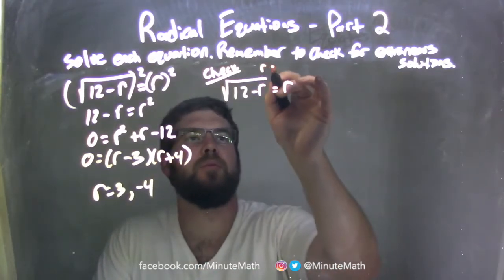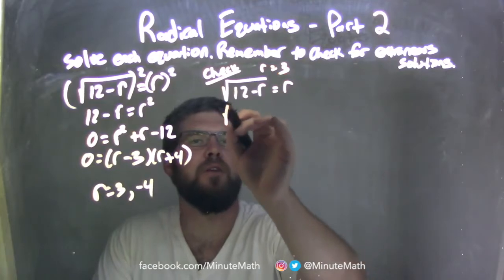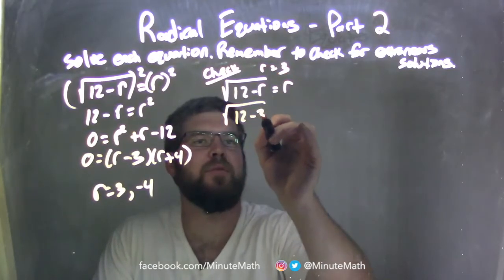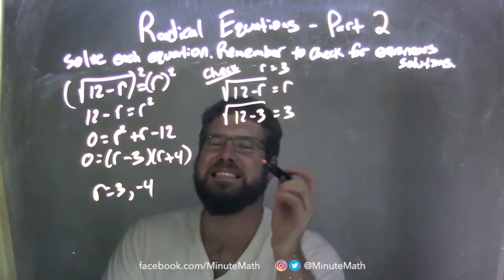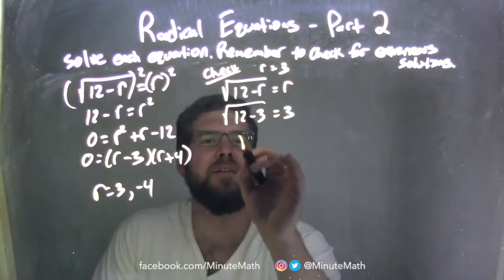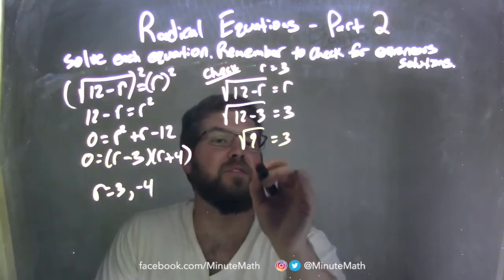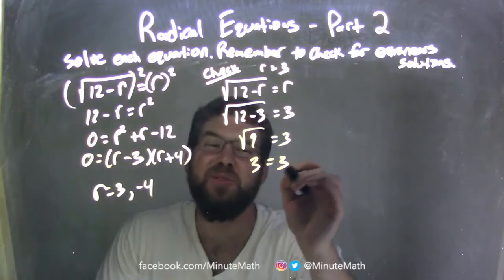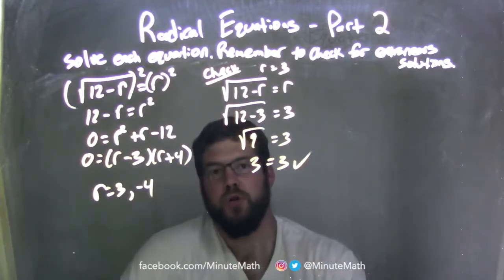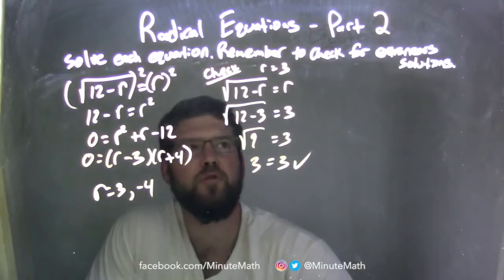Let's do the first one, r equals 3 here. So plug in 3 for r. So square root of 12 minus 3 equals 3. Is that true? Well, 12 minus 3 is 9. So square root of 9 equals 3, and square root of 9 is 3. So 3 does equal 3, and we're good. 3 works. So let's go try -4.